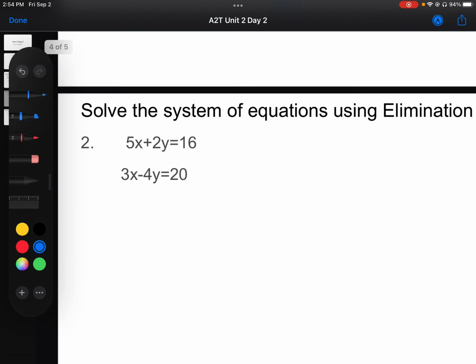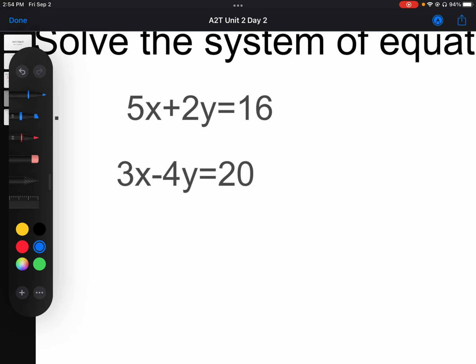Number 2. Okay, I'm seeing that they're both in standard form. My x's, my y's, and a number. If I add these right now, nothing will be eliminated. So we want to find the easiest term to eliminate. My y terms right now are opposite signs. So I'm going to think, can I make this 2 into the opposite of a negative 4? How do I get a 2 to become a 4? I multiply it by 2. But I have to multiply the entire equation by 2.